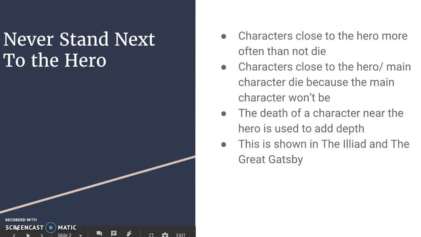So this chapter is basically stating that you should never stand next to the hero or the protagonist, because more likely than not, the best friend or the closest person next to the hero ends up dying. The death of a character near the hero is used to add depth to the protagonist.